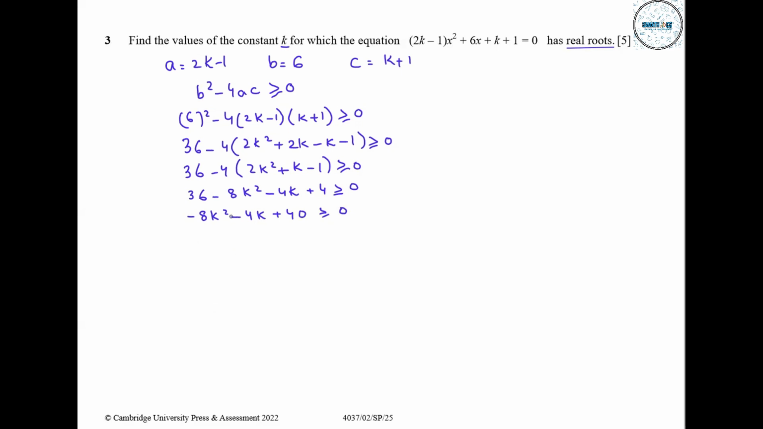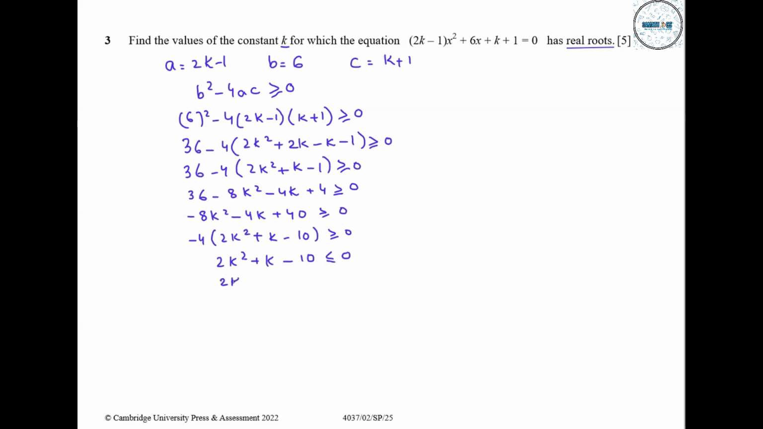To simplify the equation, we can take here minus 4 as common. So when we take minus 4 as common, it will be 2k square plus k minus 10 is greater than or equal to 0. So now this minus 4 will be divided on that side. Whenever we divide by a negative number, the sign of inequality is to be changed. So it will become less than or equal to 0.